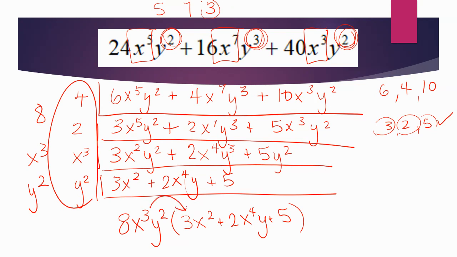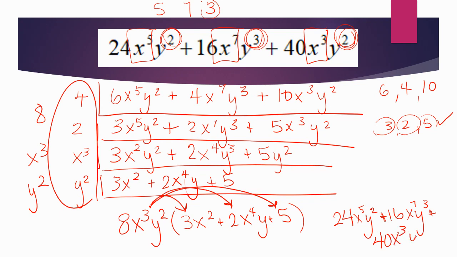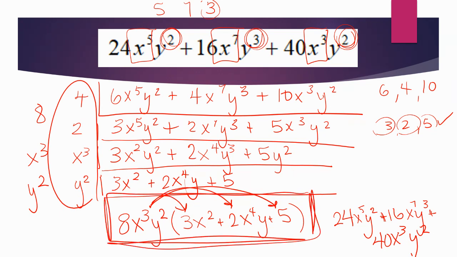Check it. So 8 times 3 gives me 24. X cubed times x squared is going to give me x to the 5th power. Then I have y squared. Then I'm going to do 8 times 2, that's 16. I have x cubed and x to the 4th, which is 4, 5, 6, 7, right? X to the 7th. Y squared and y give me y cubed. And then I'm going to do it one more time. 8 times 5 is going to be 40. X cubed y squared. Does this match where we started? It does indeed. So we have now factored out our GCF.